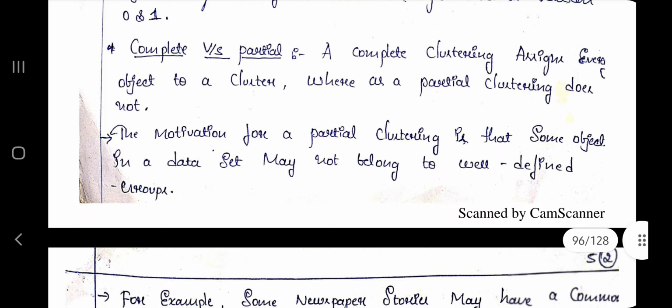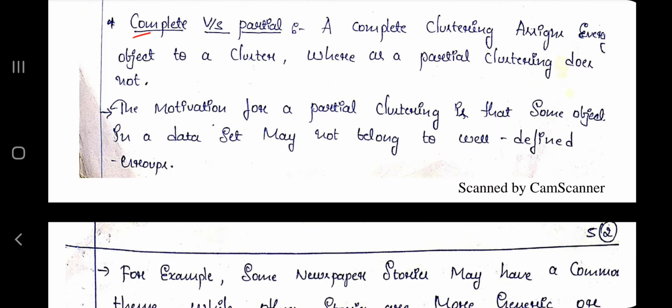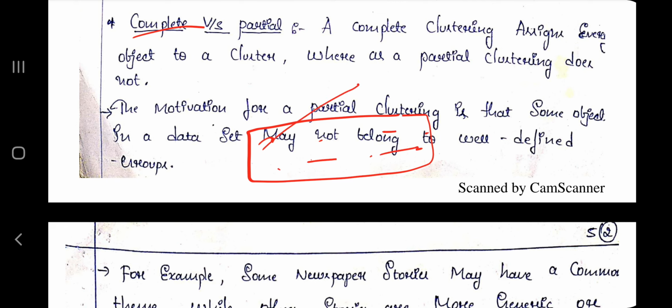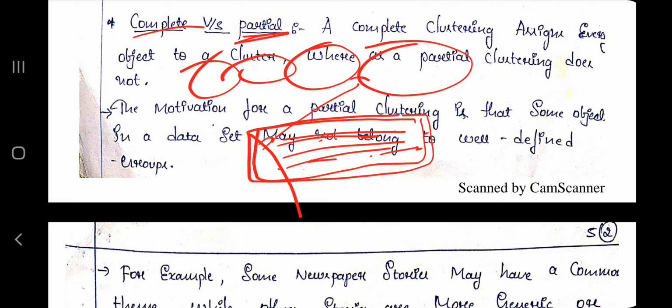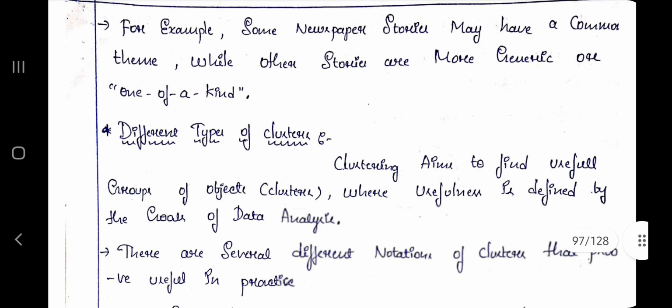Then you have complete versus partial. Complete means if this is my data set, all the data points present here should belong to some class. It can belong to multiple classes, but the main thing is all the points should belong to something. Partial means some of these can be left out. It is not compulsory that all should belong. That is the difference between complete and partial.